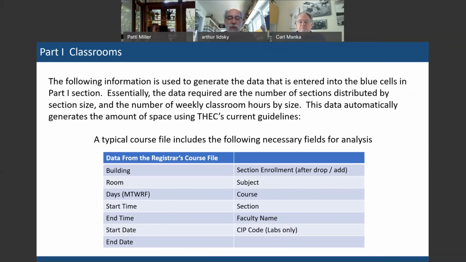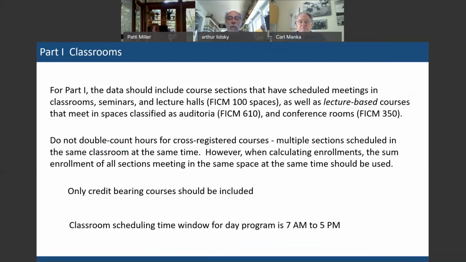into this spreadsheet. So basically, we're looking for information that would show up in the FICOM classroom category, the 100 spaces, as well as lectures and so on. We're also looking at courses that meet in auditoriums, FICOM 610. Even though they are not classrooms, they're still typically scheduled as classrooms. And we've found that conference rooms are also scheduled to be used sometimes as classrooms, and we're looking for information on that as well. Be careful about cross-registered courses so that we only see them as one course, actually, not two courses meeting in the same room.